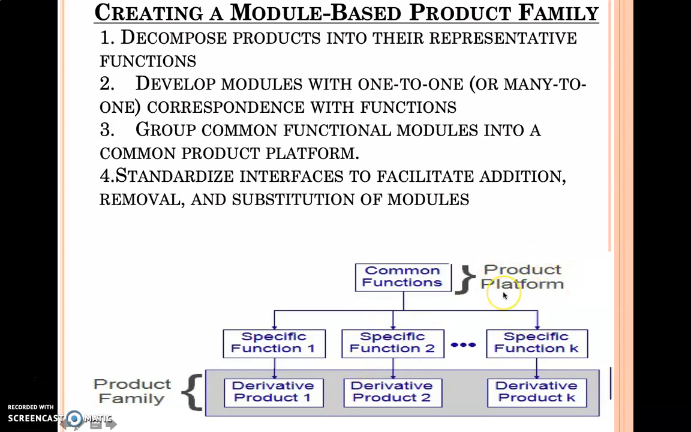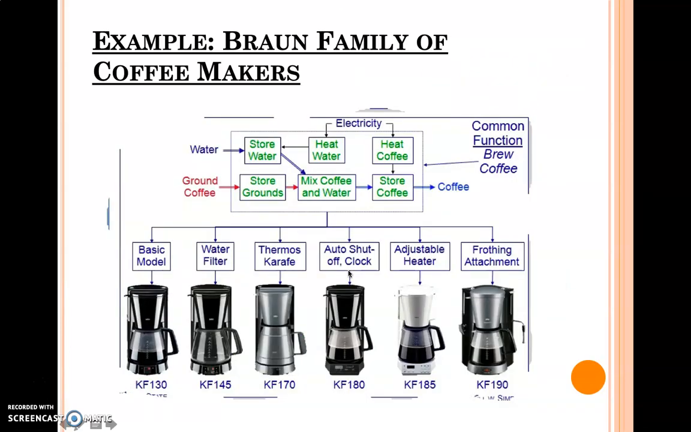Okay, so with the help of this you can also generate a module based product family. Now this is the example of a Brown family of coffee makers. This is your basic model. This includes a water filter, a thermos carafe, auto shut off and a clock. This is an adjustable filter, meaning there will be an adjustable filter. This is a frothing agent. As you can see, there are various vehicles coming, like Pulsar 2002, 2005, 2010. So these are the series of a product family.